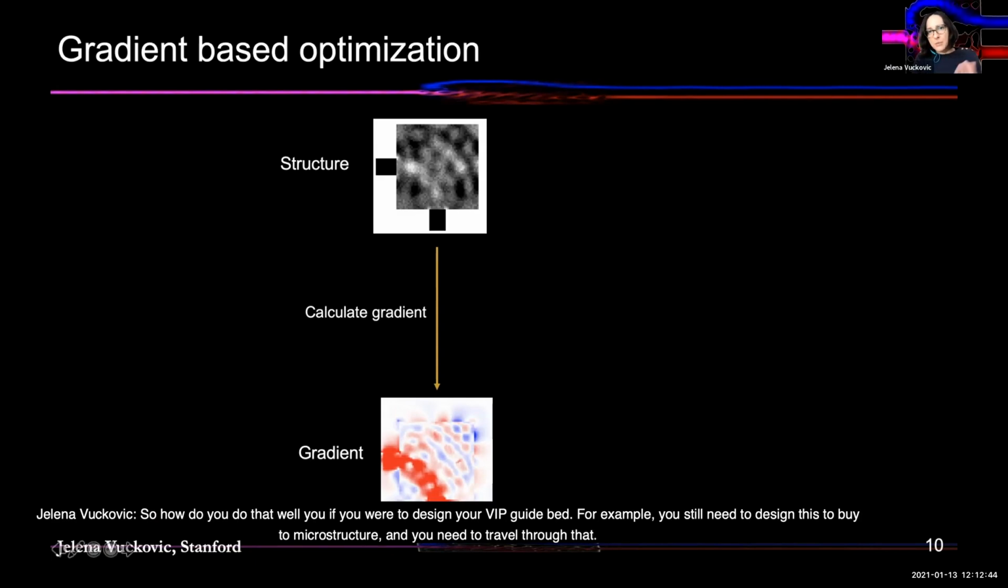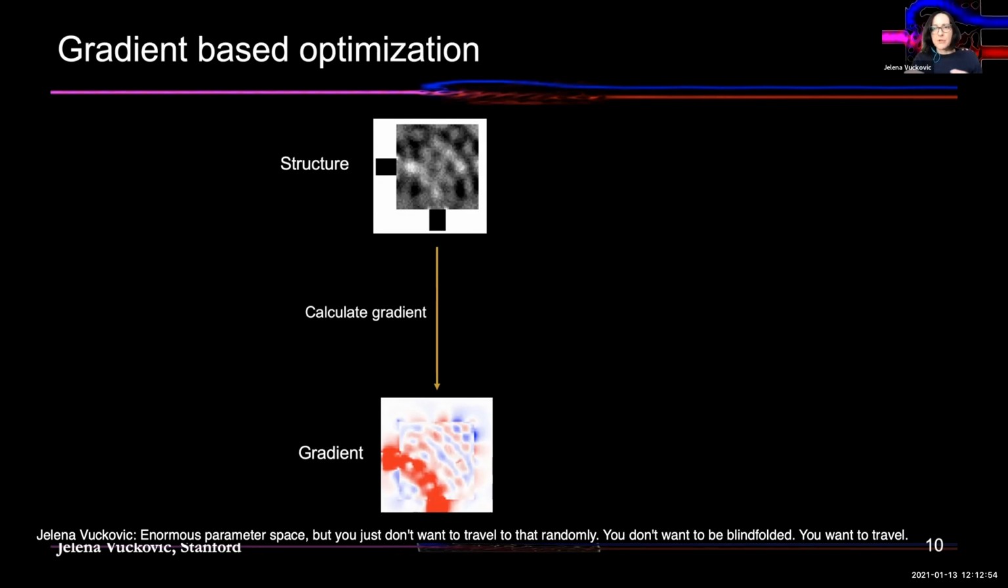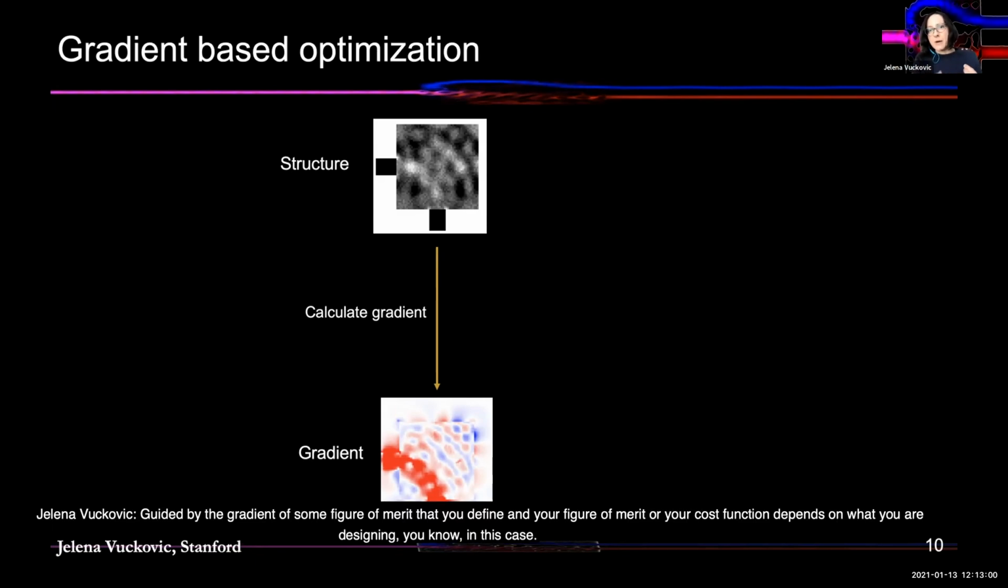So how do you do that? Well, if you were to design your waveguide bend, for example, you still need to design this 2 by 2 micron structure, and you need to travel through that enormous parameter space, but you just don't want to travel through it randomly. You don't want to be blindfolded. You want to travel guided by the gradient of some figure of merit that you define. And your figure of merit, or your cost function, depends on what you are designing.